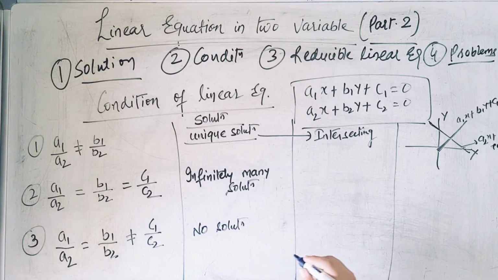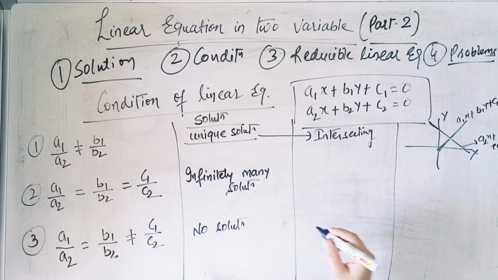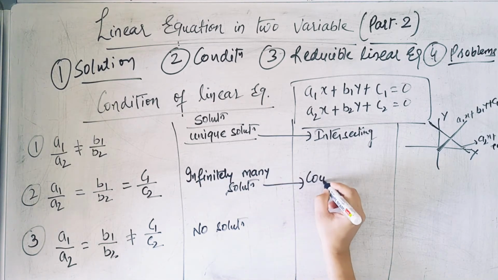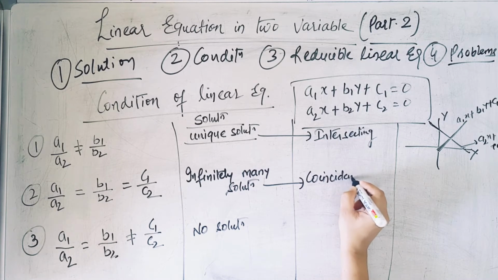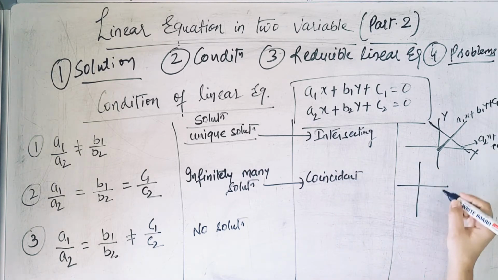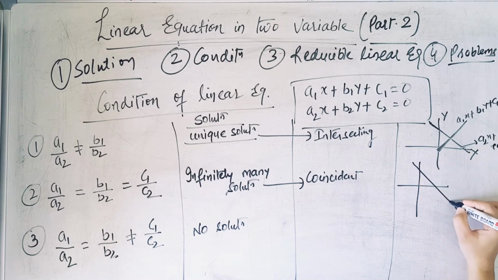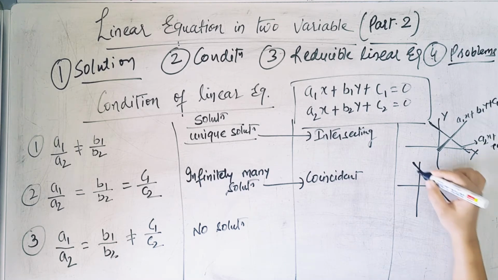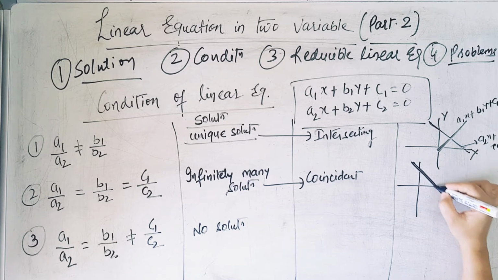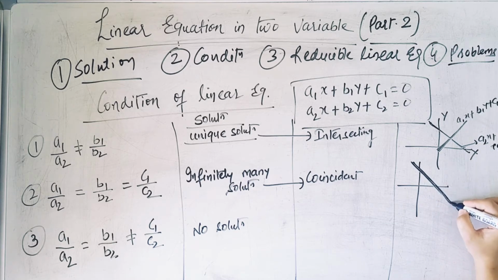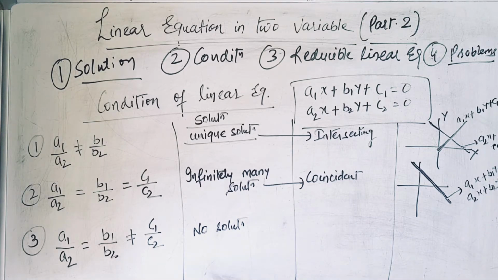If it is infinitely many solutions, it means the lines will be coincident. Coincident lines means this is a graph, and if I draw a line like this, the line will coincide, both the lines will stay on top of each other. So this is the line for both the equations, a1x plus b1y plus c1 and a2x plus b2y plus c2.